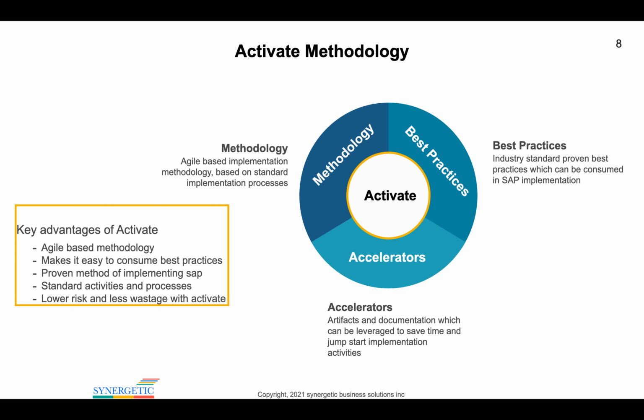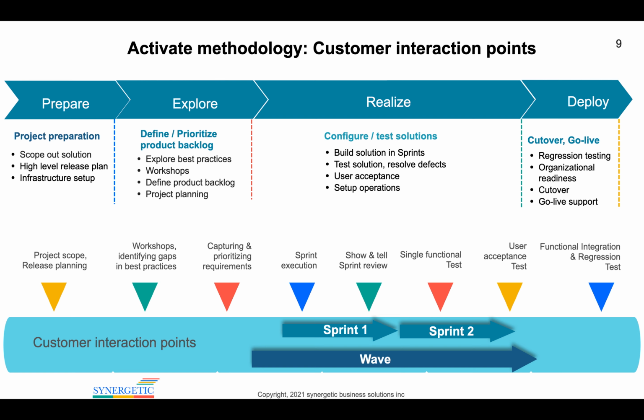The biggest benefit of it is that it's agile based, it facilitates the consumption of best practices, it's a proven method, and it reduces wastage and also reduces risk in an S/4HANA implementation. Let's understand what the phases in Activate are. You have prepare, explore, realize, and deploy. Prepare is where you scope out a solution. In explore, you explore the best practices, identify which fit in the scope, define a target business process based on best practices, and document the gaps as requirements in Focus Build.